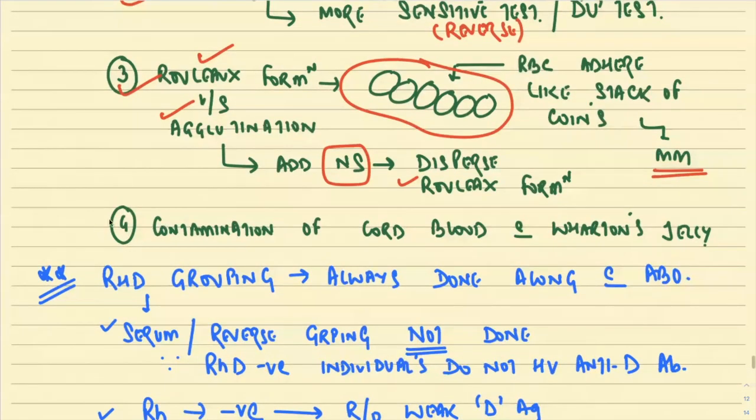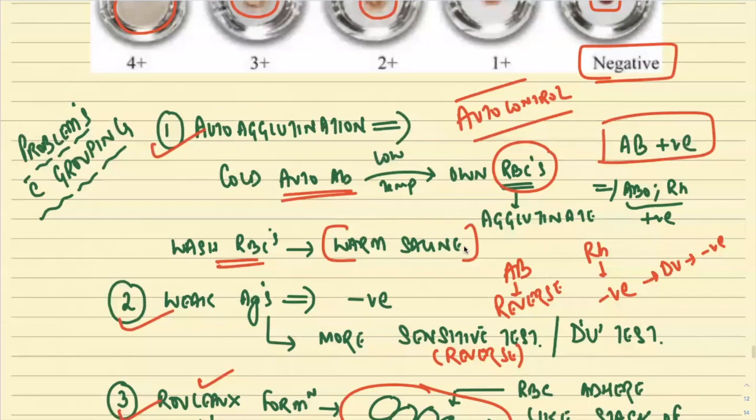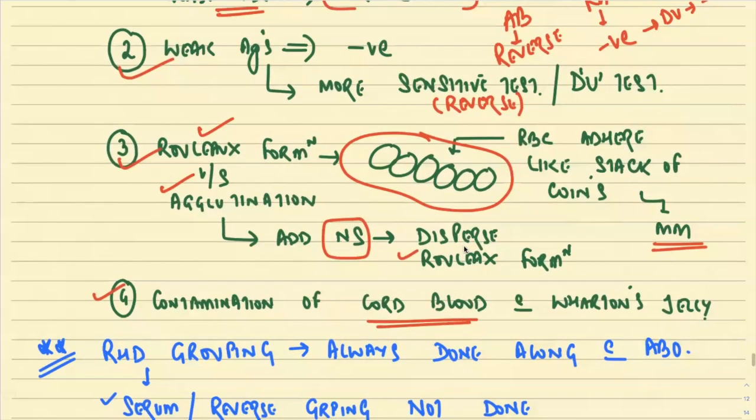And lastly, sometimes we are given the cord blood. So cord blood might contain Wharton's jelly, which itself might cause agglutination. So the basic treatment for that is you always wash the cord blood and then you carry out the test, okay? So these are some of the important problems with the grouping, okay? So the common problems that we face with grouping.